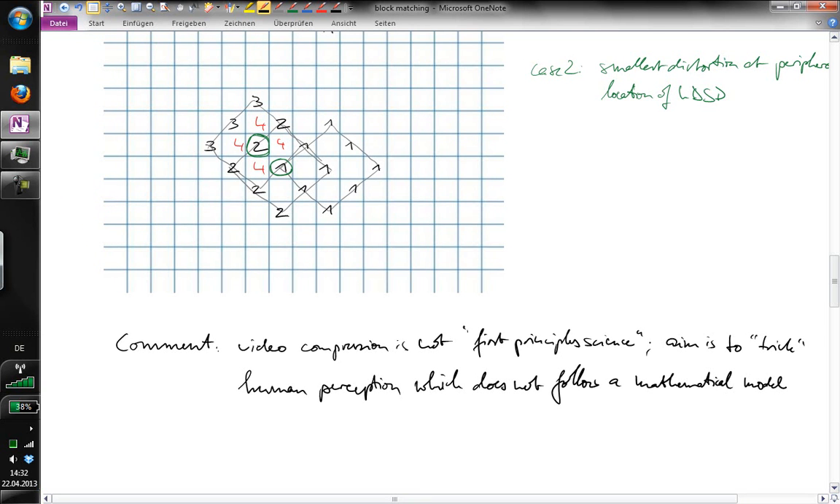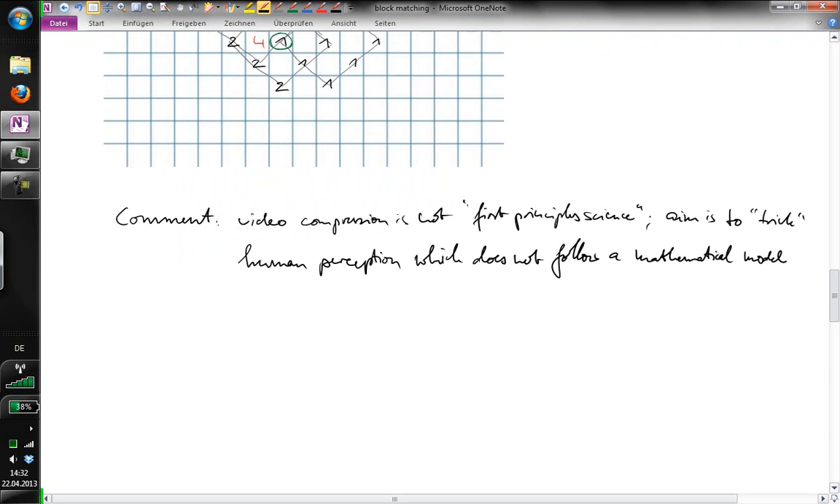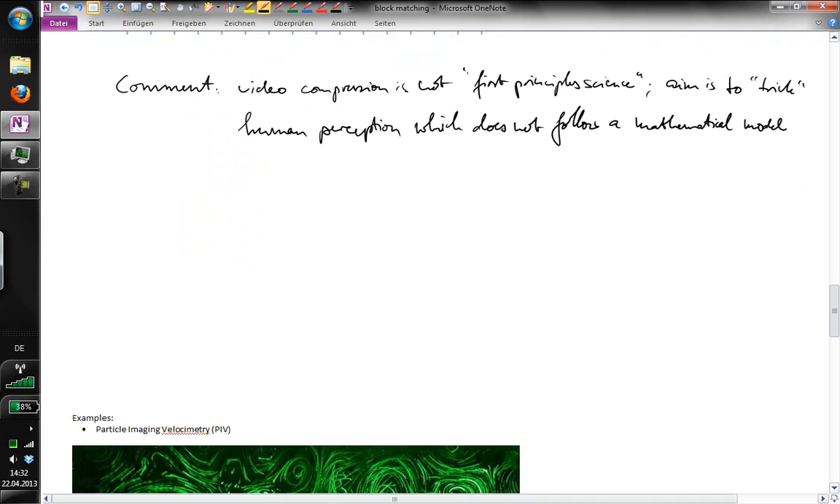And this is why people are now trying to use or to develop metrics that better reflect what humans think looks good or not.